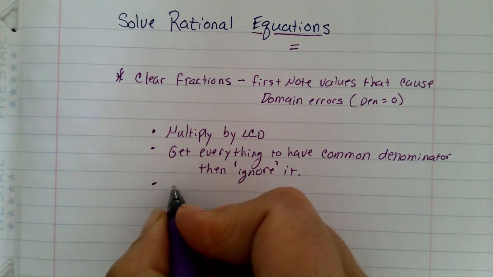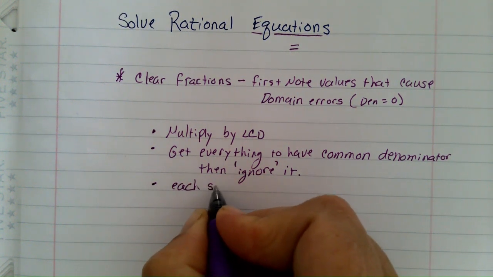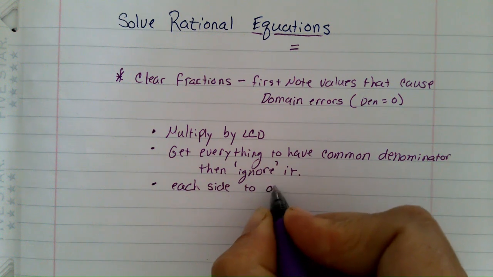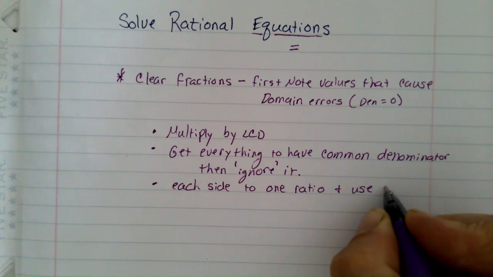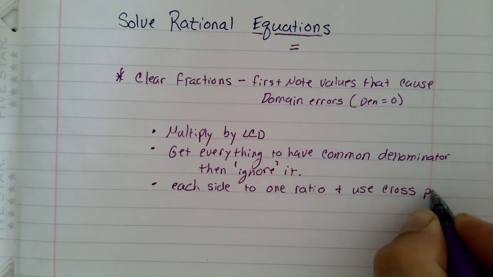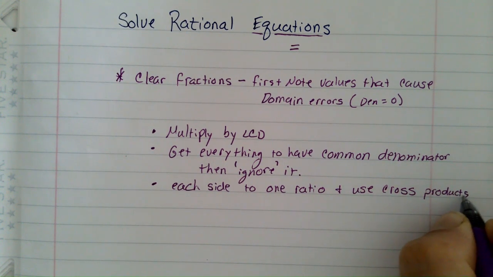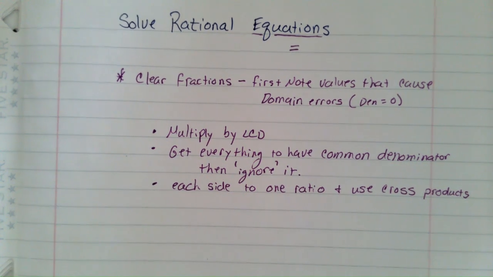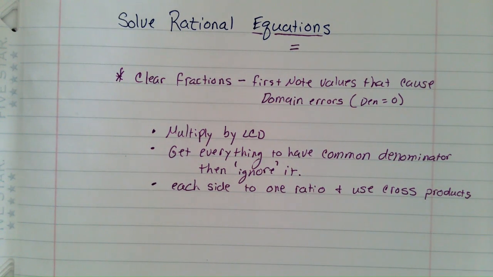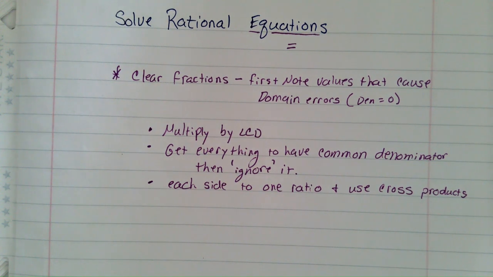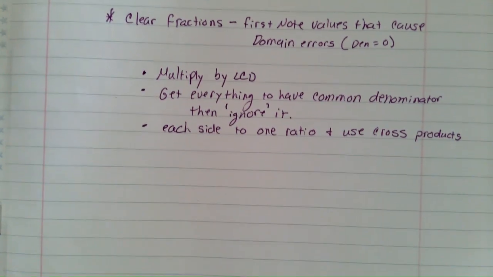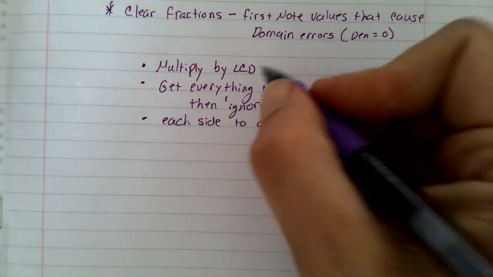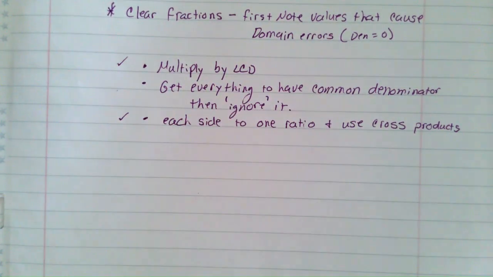Or some people like to get each side to one ratio, and then they like to use cross products. And that works out very similar. There's just a slight adjustment on that one, but we'll get to the same answer no matter what. So we're going to go ahead and look at one that's already set up to where it's a single ratio in each side so that I can compare this version with this version.